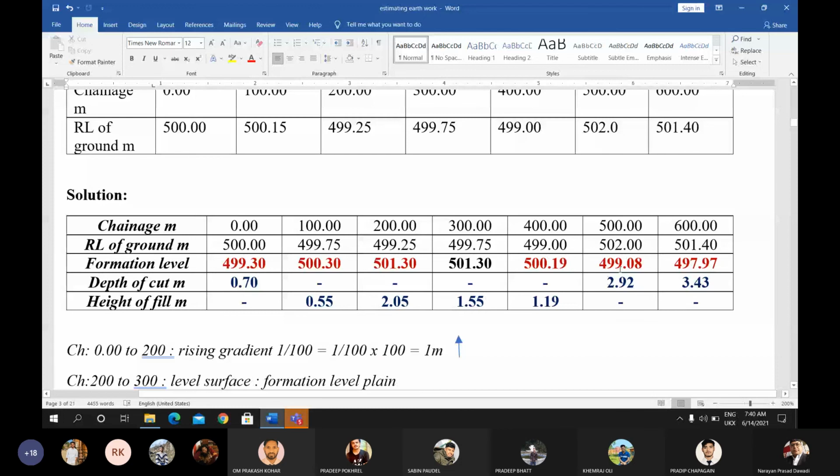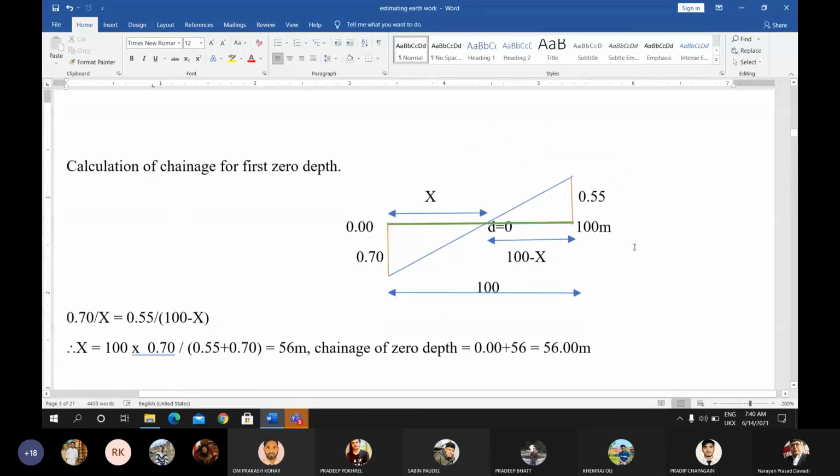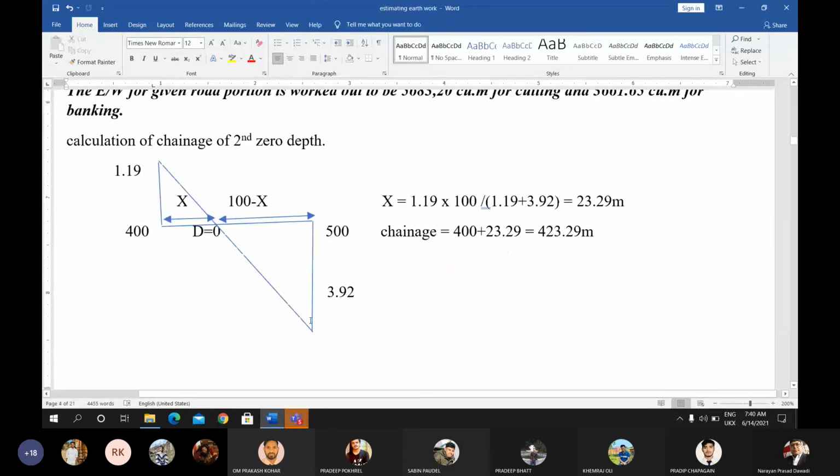It is calculated in between 400 to 500 meter. Draw the horizontal line, mark the channel as 400 meter for the starting point and 500 meter for the ending point. For the 400 meter channel, there is fill. Draw the vertical line above the line, and draw the vertical line below the line for the 500 meter channel. Join the ends of these vertical lines.